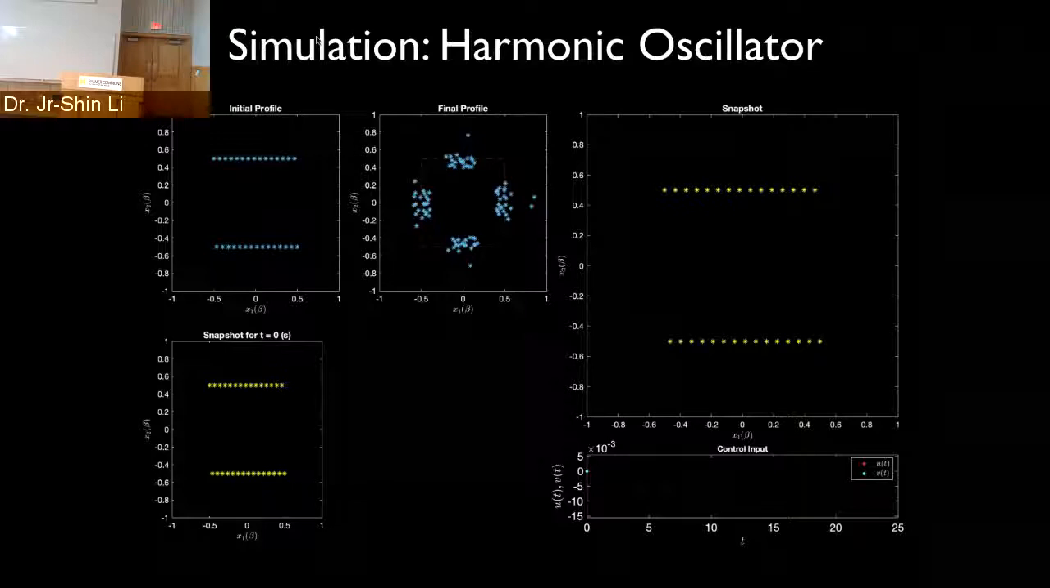But if you wanted to do more complicated patterns like the maple leaf, then you have to utilize a lot more moments in order to achieve that. So that's the basic idea.